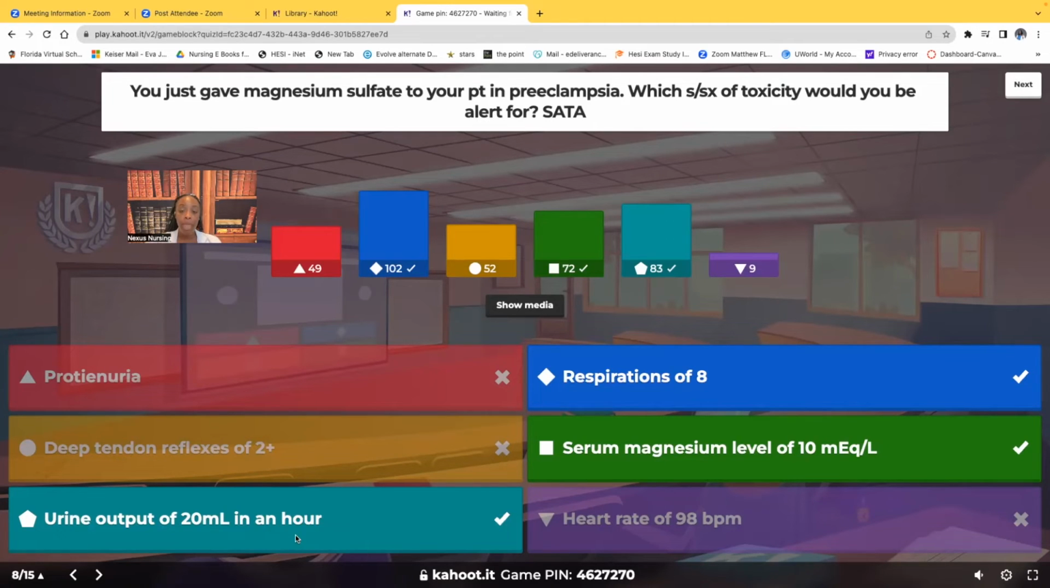Toxicity. And last, I'm happy only 9 of you guys chose heart rate of 98. There's nothing wrong with a heart rate of 98. Normal heart rate's supposed to be 60 to 100, right? We'd see signs and symptoms of toxicity if that heart rate was less than what? 60. So for this question, the correct answer choice is low respirations, high magnesium level, and of course, low urine output.